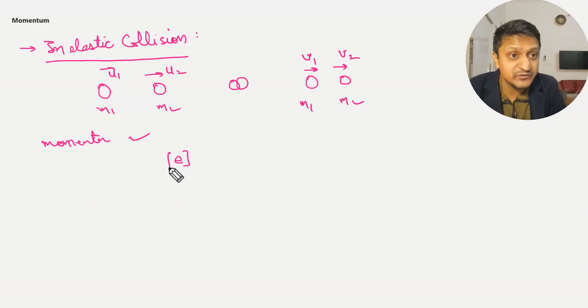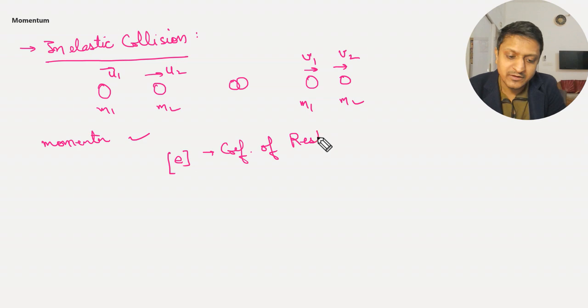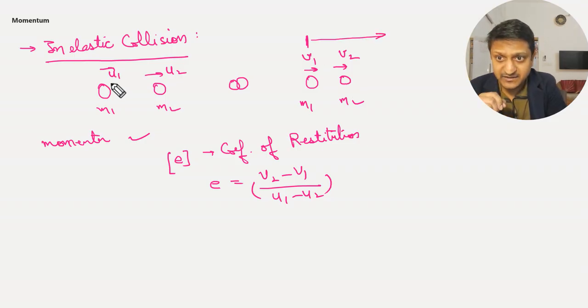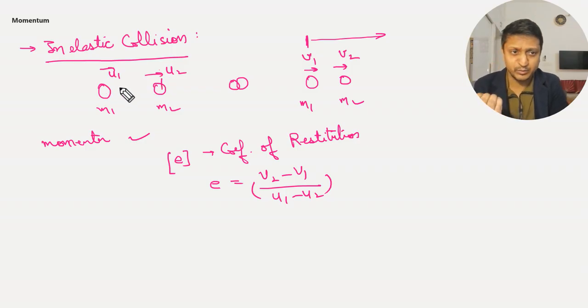That is the coefficient of restitution. I'll write here coefficient of restitution. So this E value is V2 minus V1 upon U1 minus U2, meaning the relative velocity of recession. Like if I am sitting here, I am seeing how much faster this body is moving away. And if I am here, I am seeing how fast this body is coming to me, because only then it will collide. Suppose this is moving with 10, this is moving with 7.